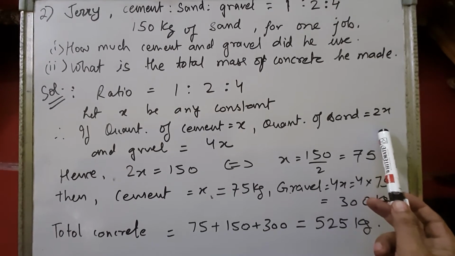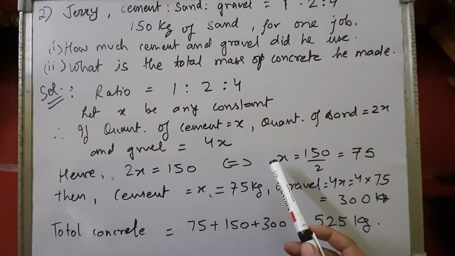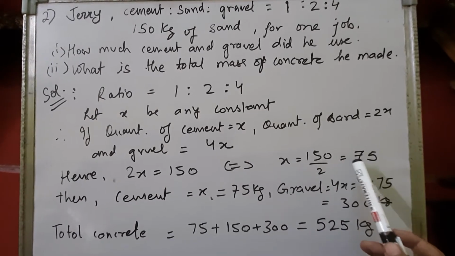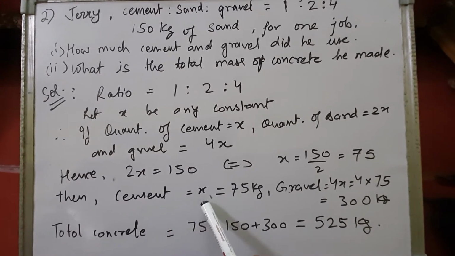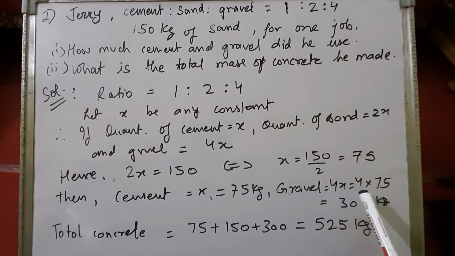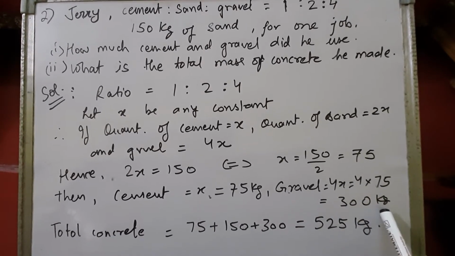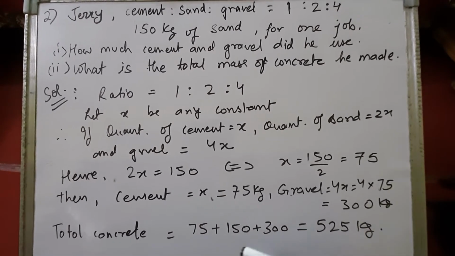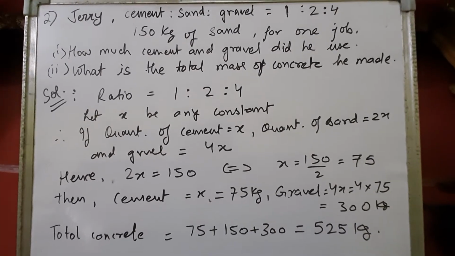So here the quantity of sand is 2x, and the quantity of sand is 150 kg. So we can say 2x equals 150. When we do that, the value of x will be 150 upon 2, that is 75 kg. So from here we have calculated the value of x. So the quantity of cement used will be x, that will be 75 kg. And the quantity of gravel used will be 4x, that means 4 into 75, that will be 300 kg. So the total weight of concrete formed will be weight of cement plus weight of sand plus weight of gravel, that will be 525 kg. Right, children? Please note down.